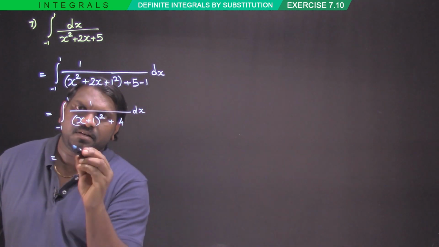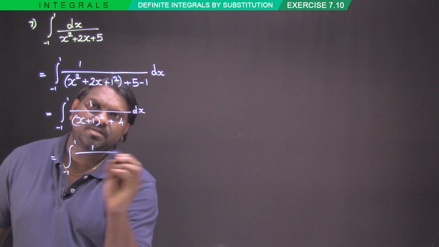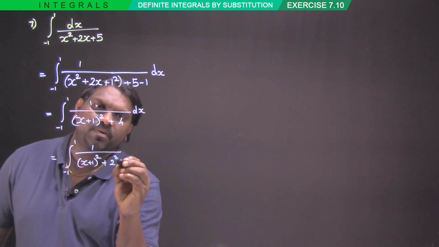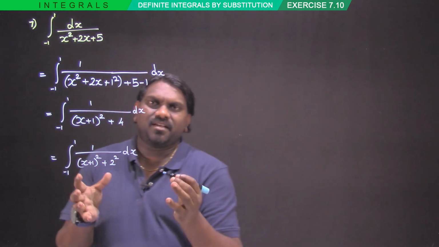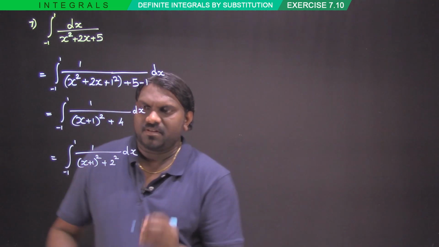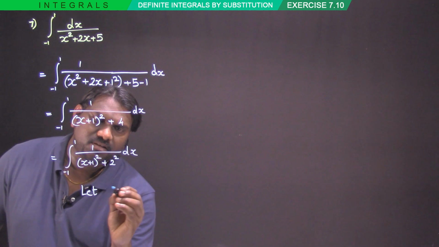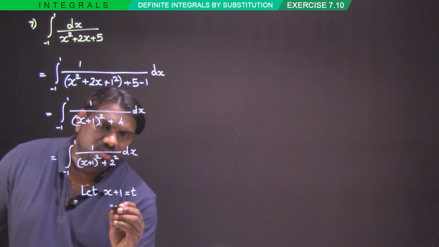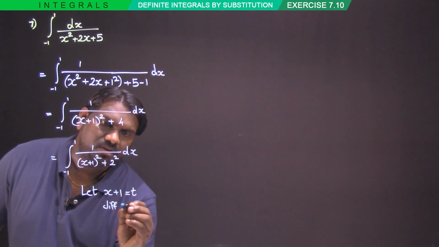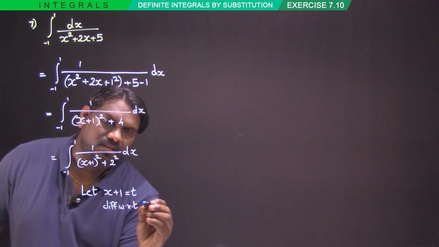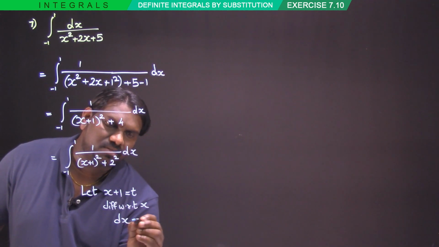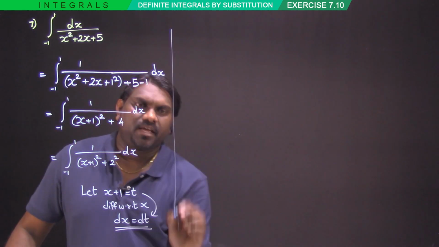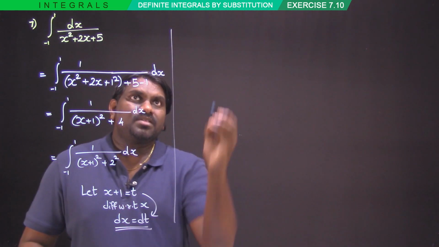So in fact, I can go ahead and write it like this. What is it? 1 by x plus 1 the whole square plus 2 square dx. Are you getting some idea what we can do with this? Let x plus 1, I'm going to take it as t. So if you differentiate with respect to x, what you will get here is dx is equal to dt. Then if it is so, dear, what are the limits then?